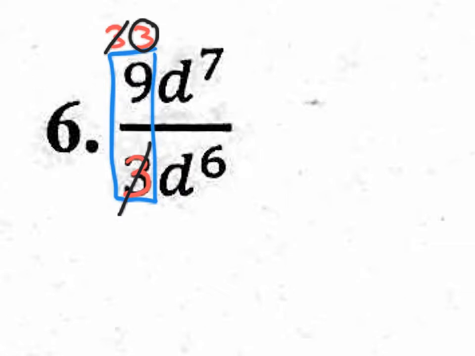Now let's go for the d's. So keep in mind that 9's not there anymore. It's just 3. Okay. The d's, I have 6 d's on the bottom that cancel out with 6 of these.